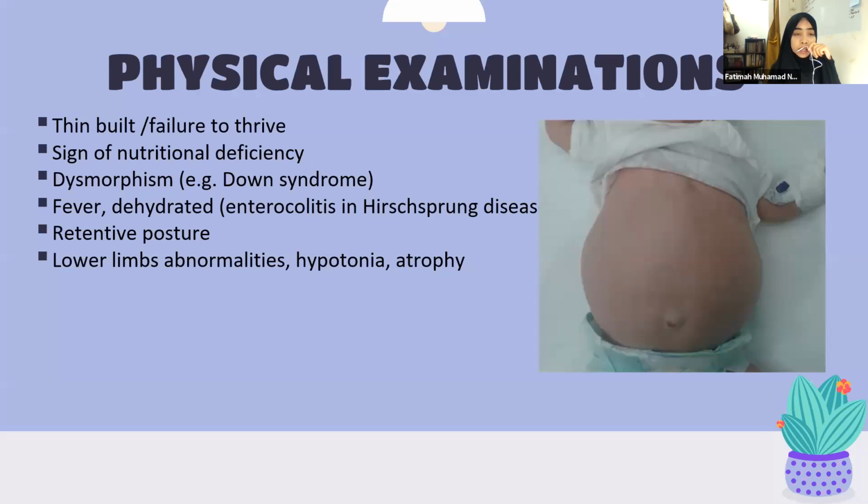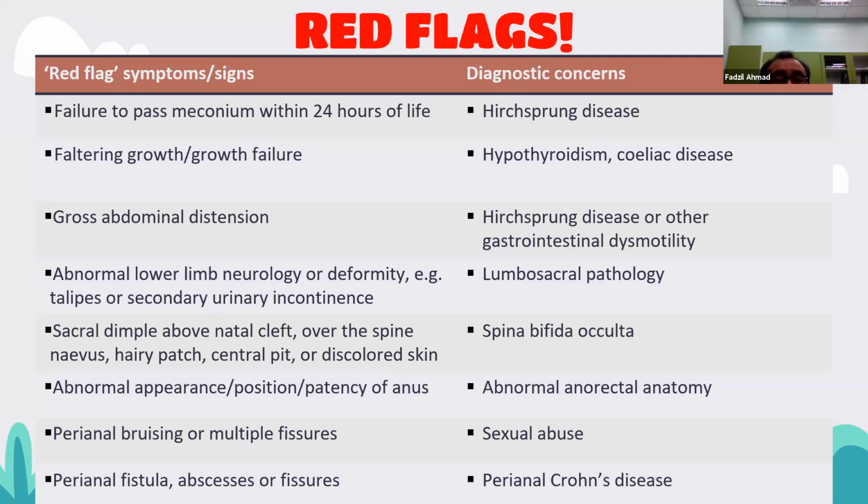Okay, so upon physical examination. Go back. Okay. So among the red flag symptoms and signs that we need to observe, number one, failure to pass meconium within the 48 hours of life. Okay, we need to be aware of Hirschsprung disease, and if there is any faltering growth or failure of growth, because we need to suspect hypothyroidism or celiac disease. Any abdominal distension, which can indicate intestinal obstruction in Hirschsprung disease.